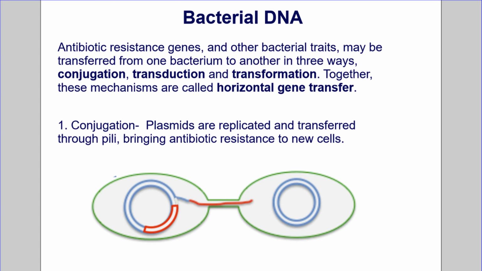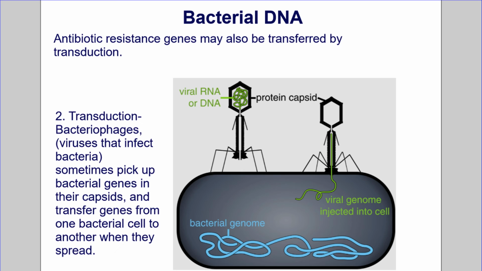Antibiotic resistance genes and other bacterial traits may be transferred from one bacterium to another in 3 ways: conjugation, transduction, and transformation. Together, these mechanisms are called horizontal gene transfer. 1. Conjugation. Plasmids are replicated and transferred through pili, bringing antibiotic resistance to new cells.